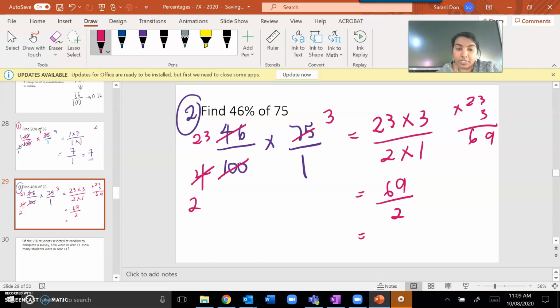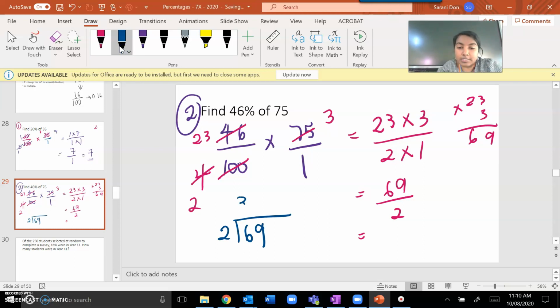So let me just get a new page. I'll just do it on the side here. So I'm going to do 69 divided by 2. We'll do it to one decimal place. So 2 into 6 is 3. 2 into 9 is 4, with one remainder. I'm going to put a decimal there, make this into a 0. We can only do one decimal place actually. 2 into 10 is 5. Therefore, my answer is 34.5.